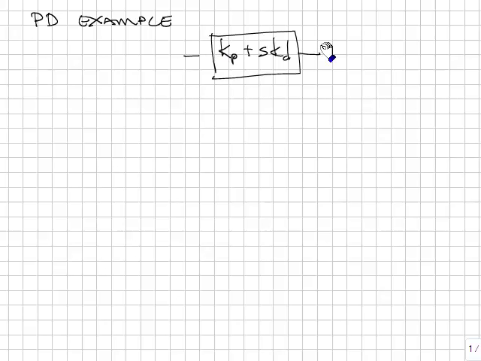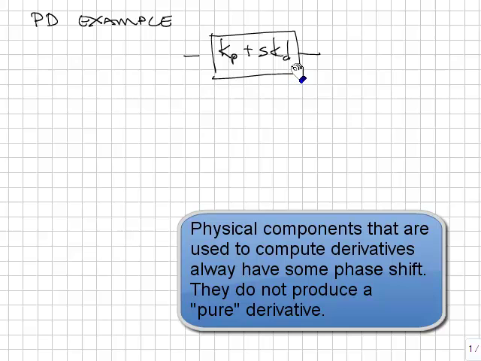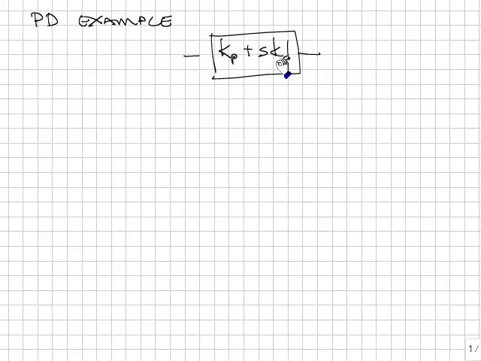As we mentioned before, this is non-realizable. You can't have a derivative term here because you couldn't actually build that. Instead, there's usually a fast pole associated with this. For this example, I'm going to leave it in this form.